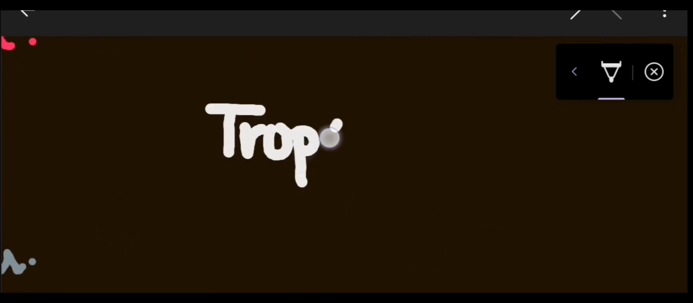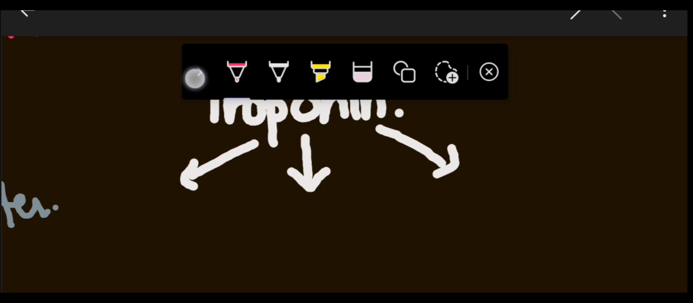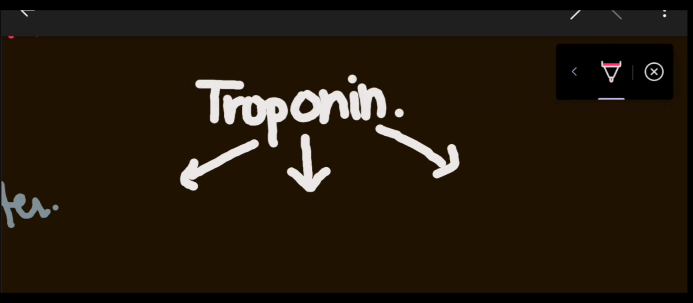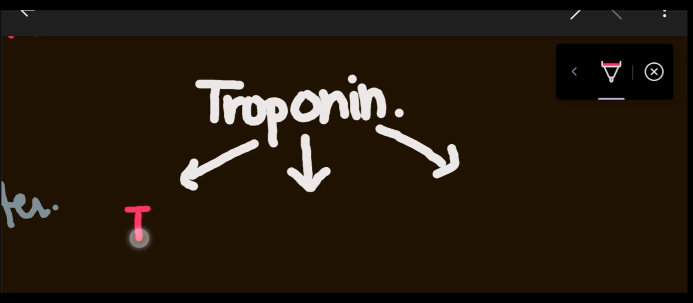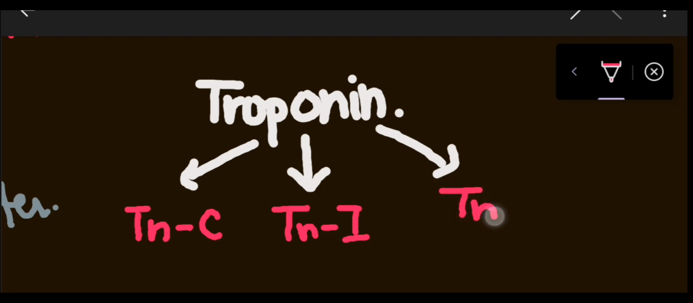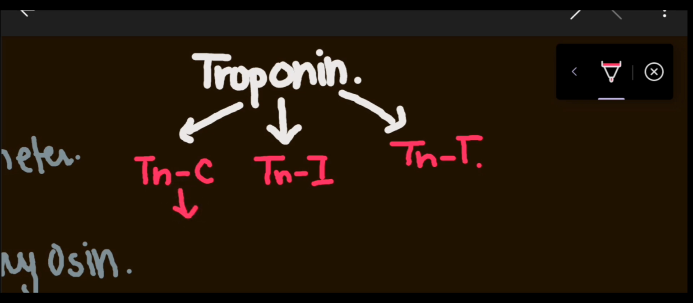Now this troponin is a complex of three different subunits: troponin C, troponin I, and troponin T. Troponin C helps in the binding of calcium. Troponin C हमेशा हेल्प करेगा कैल्शियम की बाइंडिंग के अंदर.